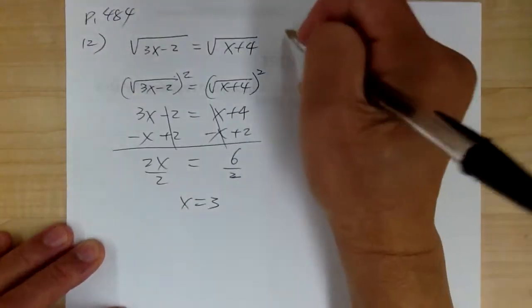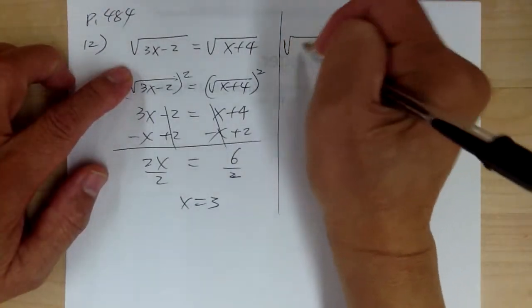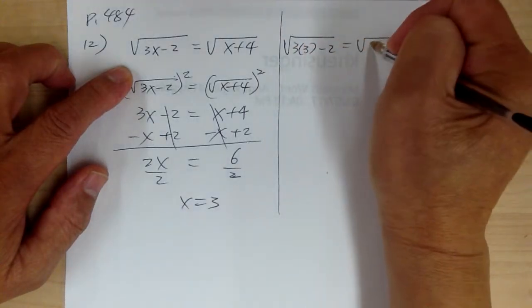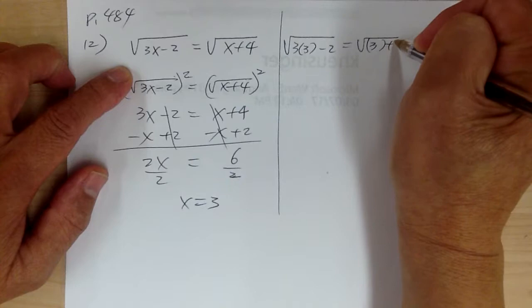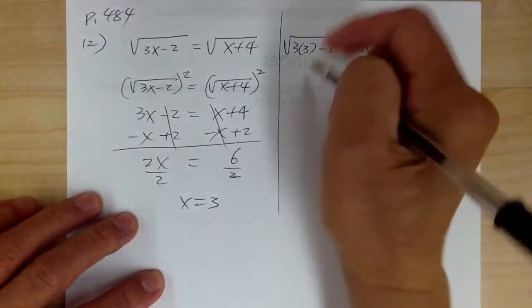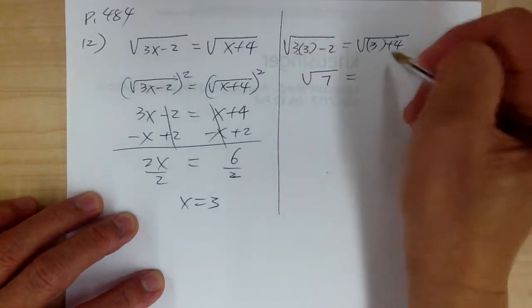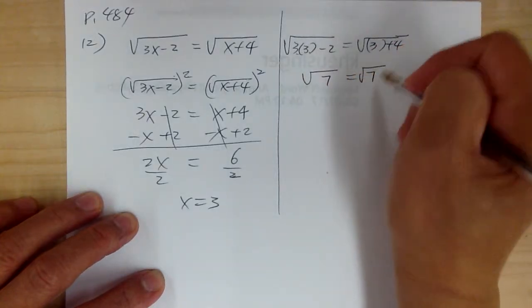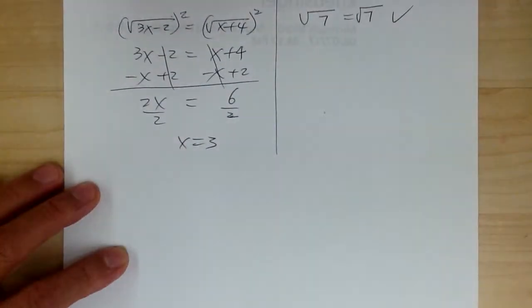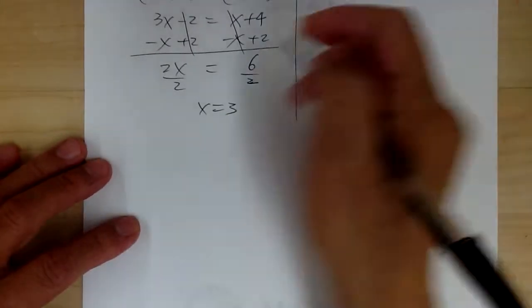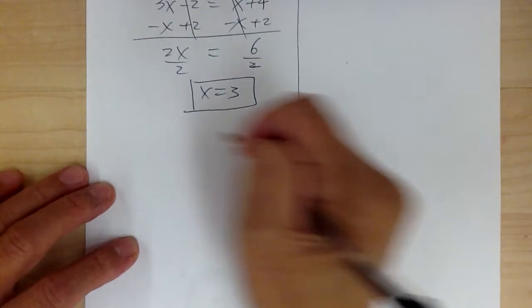Let's go and check our answers. So you got square root of 3 times 3 minus 2 equal to square root of 3 plus 4. So I get square root of 3 times 3 is 9, minus 2 is 7. 3 plus 4 is 7. So check. Okay, so once you check, then this answer is good.